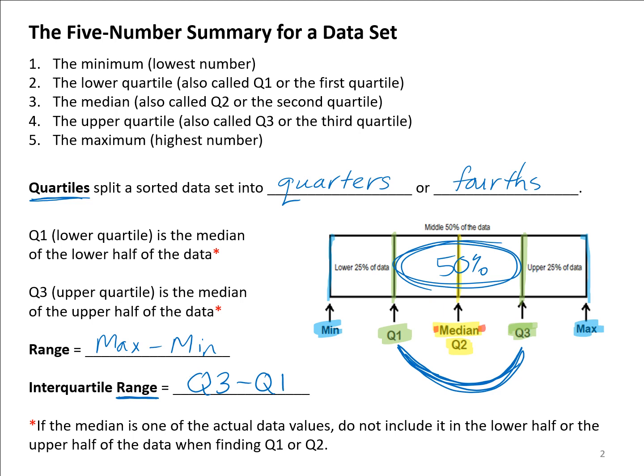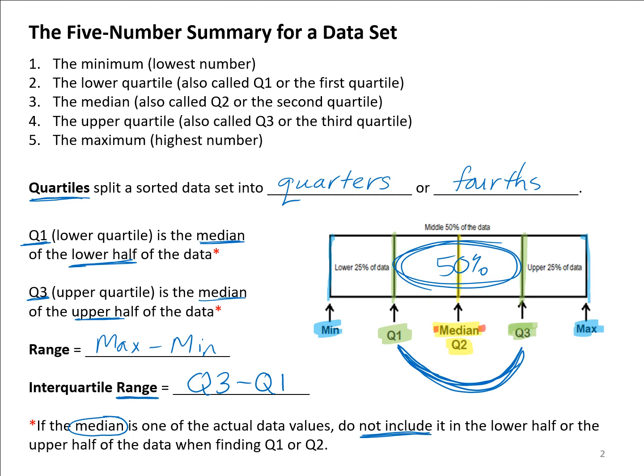You're going to look at the lower half of the data and split it in half, and the median of the lower half of the data will be Q1, or the lower quartile, and the median of the upper half of the data will be Q3. The issue with this really has to do with if the median is an actual data value in the data set. That would happen if you have an odd number of data values. If the median is one of the actual data values, the rule is do not include it in either the upper or the lower half of your data set when you find Q1 and Q3.